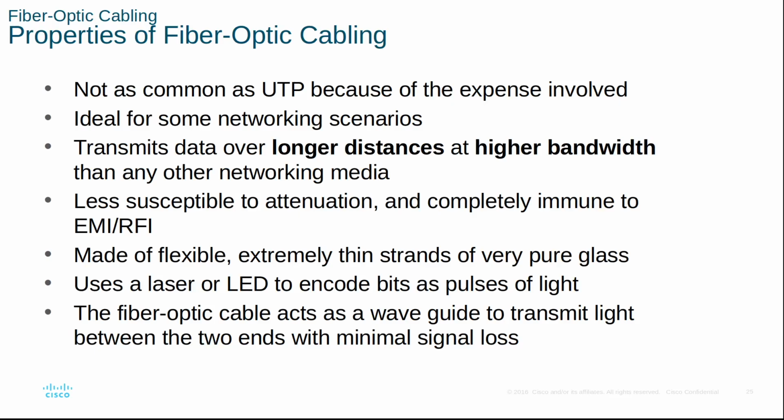Very, very pure glass. And when you send data over a fiber optic cable, it is sent using either a laser or an LED, which encodes the bits as pulses of light. Light moves faster than anything else. That's why fiber optic is faster. The cable itself acts as a waveguide to transmit the light between the two ends with minimal loss.